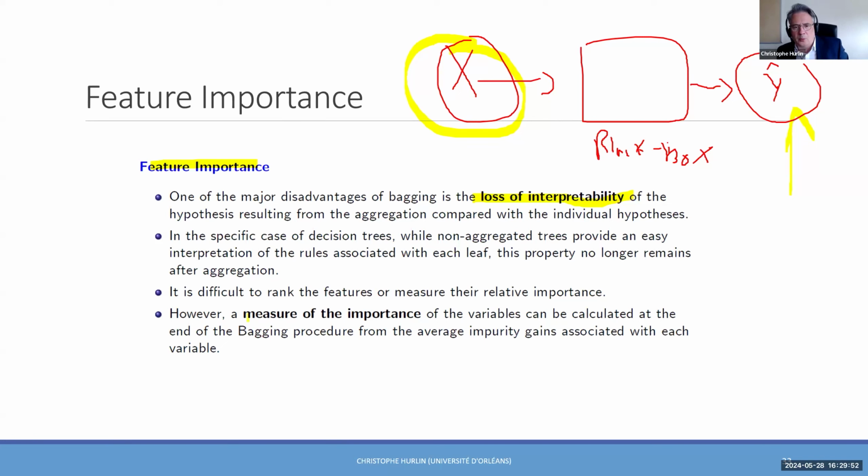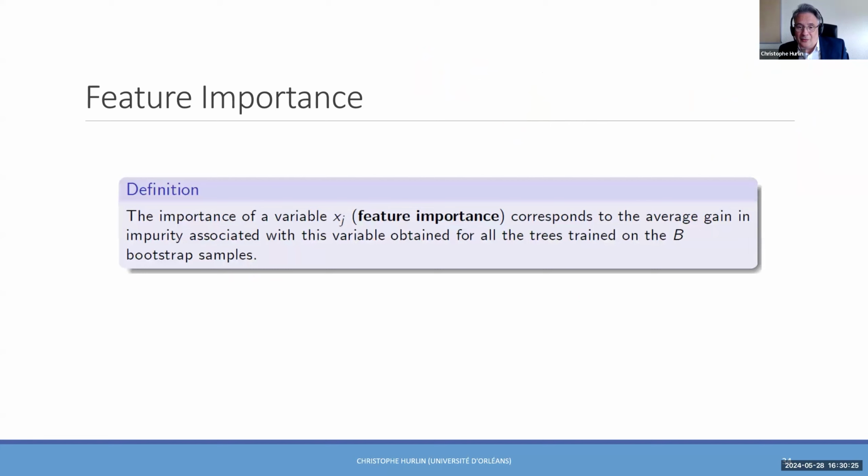So we want to measure the importance of the variables or the features. And this is really simple because in a bagging, when you bag the tree, we will compute the impurity gains associated to the variables, and we will average them over all the trees that you consider in your forest or in your bagged model. Let me clarify this point.